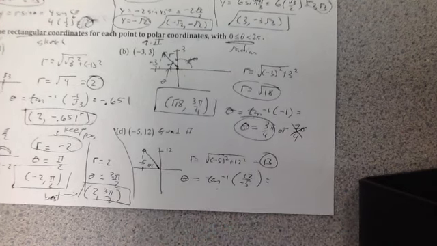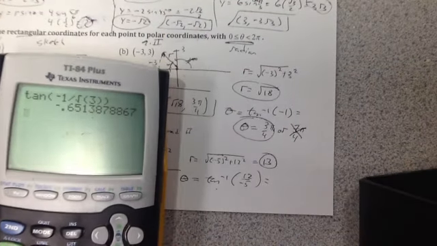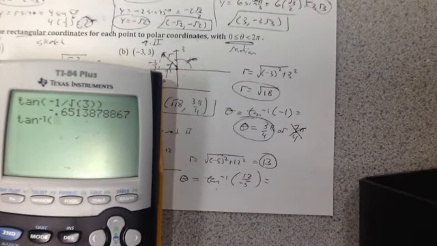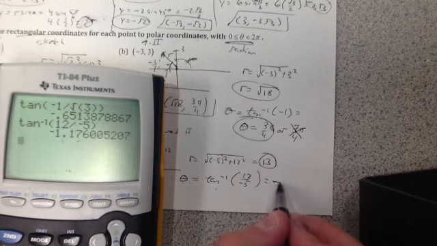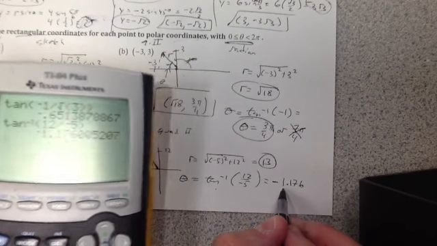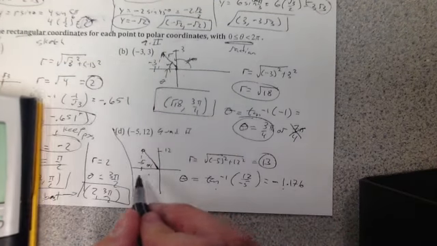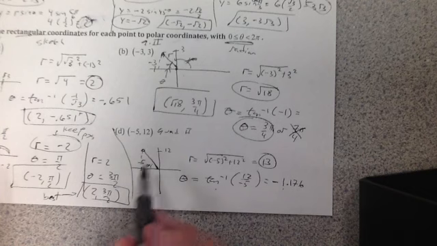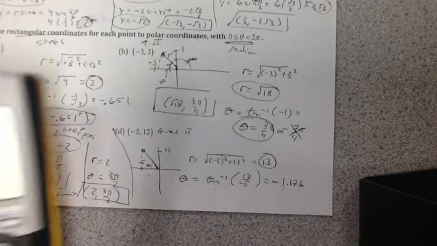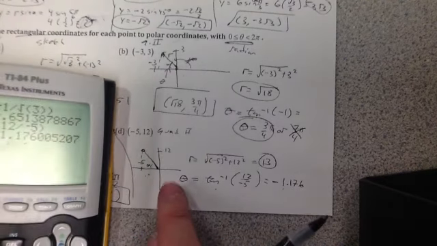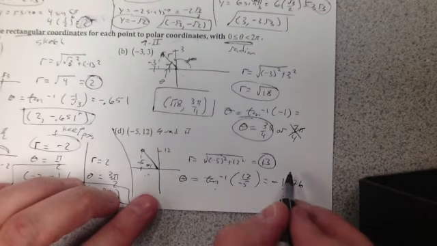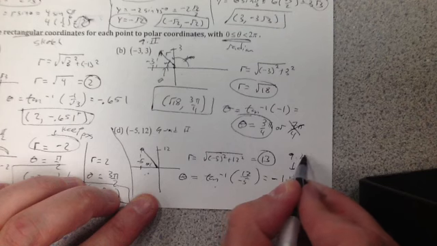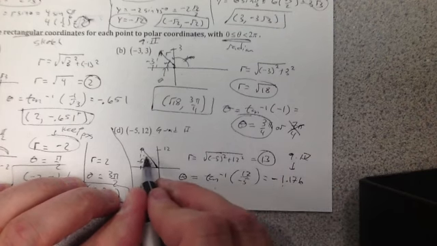So I get my answer. Be very careful, okay? We're in radian mode. Inverse tangent of 12 divided by negative 5. Now, I get this negative 1.176. But remember, this puts me in the 4th quadrant. Okay, I don't want the 4th quadrant. This is in quadrant 4. So how do I get the third one?